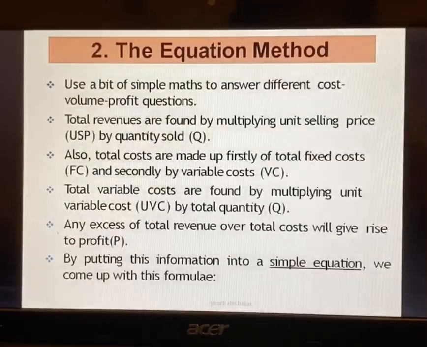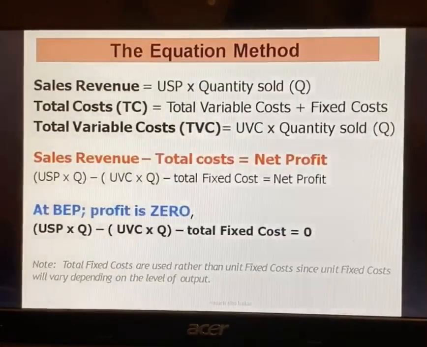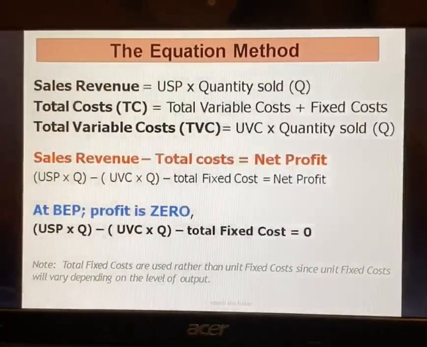By putting this information into a simple equation, we can come up with this formula. The sales revenue is equal to the unit selling price times the quantity sold. The total cost is equal to the total variable cost plus the fixed cost. And the total variable cost is equal to the unit variable cost times the quantity sold. The sales revenue minus the total cost is equal to net profit.